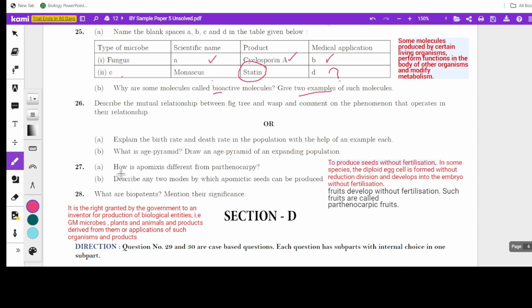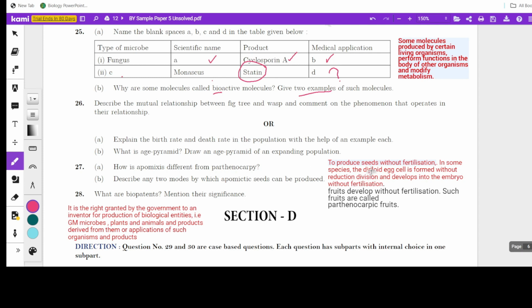Next question. How is Apomixis different from Parthenocarpy? You must know the difference between Apomixis and Parthenocarpy. Apomixis is where we are getting a fruit with seed without fertilization. So if there is a diploid condition, in some species, the diploid egg cell is formed without reduction division. That's how the seed is formed without fertilization. Whereas in Parthenocarpy, fruits develop without fertilization and those fruits do not possess seed. They are seedless ones. So that's the difference between Apomixis and Parthenocarpy. And now you have to write any 2 different modes in which apomictic seeds are produced.